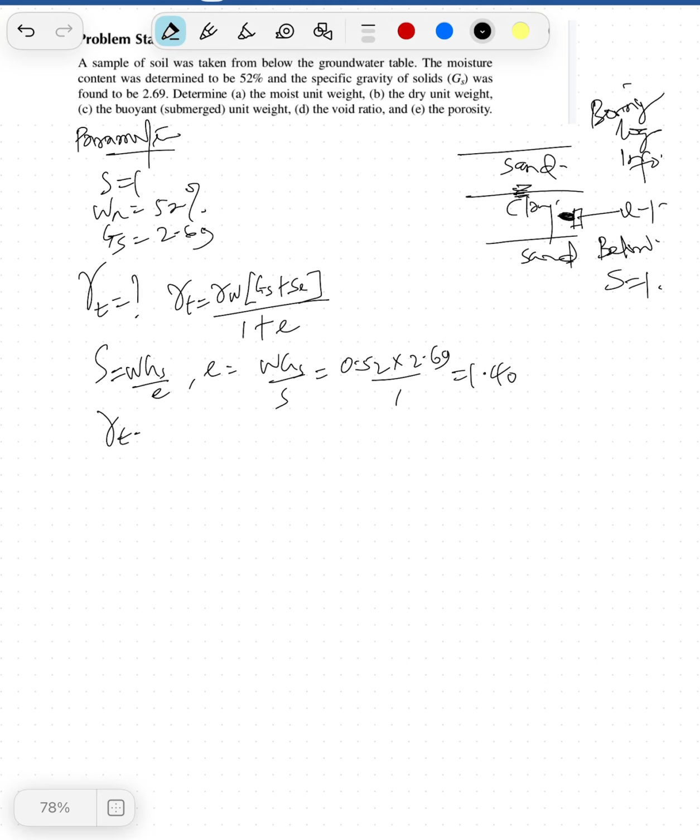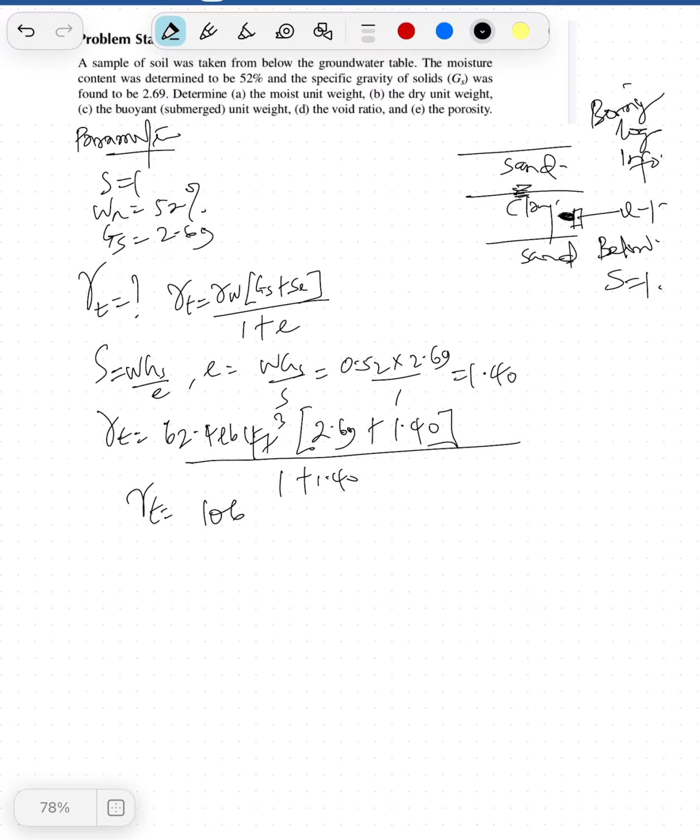So total unit weight equals 62.4 pounds per cubic foot times (Gs 2.69 plus 1.40) all over (1 plus 1.40). If you do your math properly, your total unit weight in pounds per cubic foot is going to be 106.3 pounds per cubic foot.